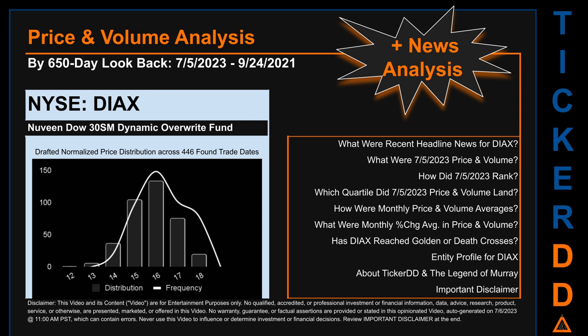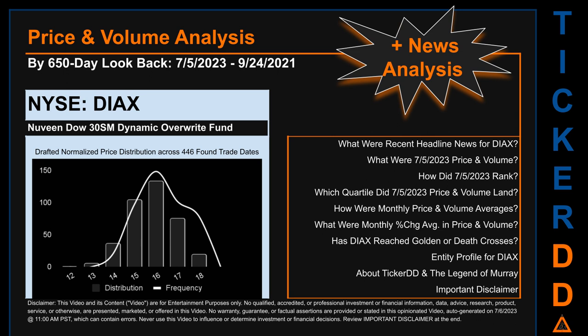DIAX went public on December 3, 2014, which was roughly 8 years and 7 months ago. Looking back 650 calendar days from Wednesday, July 5, 2023 to Friday, September 24, 2021, we found 446 applicable trade dates for use in our analysis.